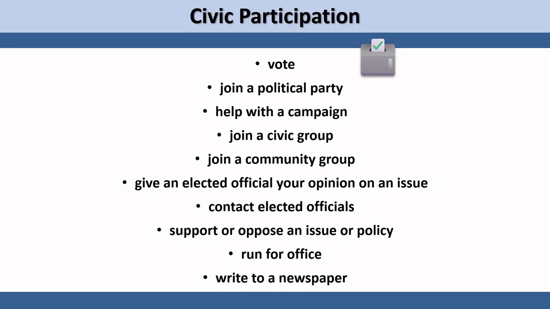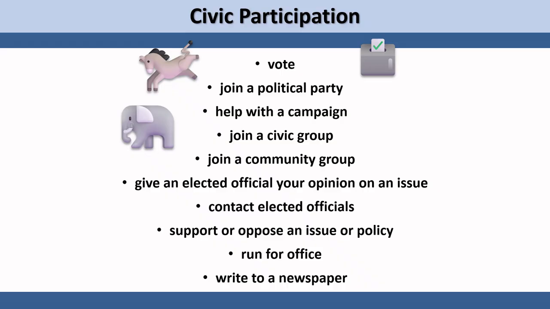Americans can help determine who makes it into government and what new laws are made in this country by joining a political party, such as the Republican or the Democratic Party, by helping with a campaign, or by joining a civic group or a community group.